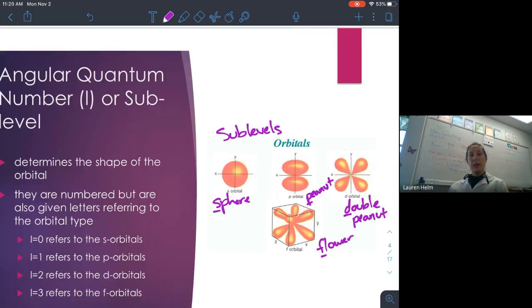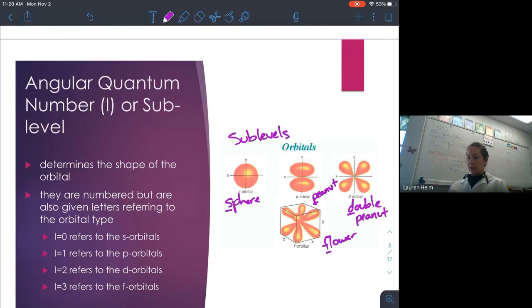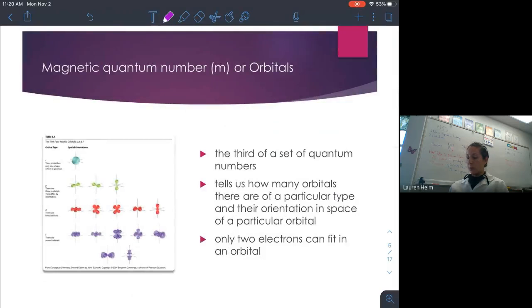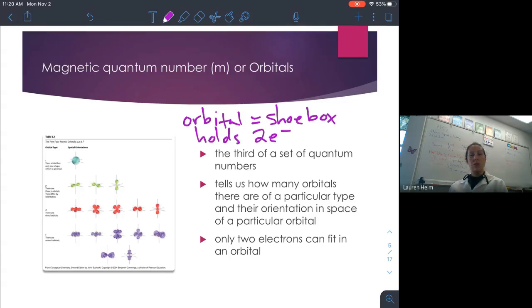All right, so let's keep specifying our address for our electron. After the sublevel, we then have the magnetic quantum number, or what we call orbitals. I like to remember an orbital as being like a shoebox. So a shoebox fits 2 pairs of shoes. An orbital holds up to 2 electrons, just like a shoebox holds 2 shoes. So for each sublevel, there's a certain number of different orbitals that we can have. And each orbital is holding 2 electrons.